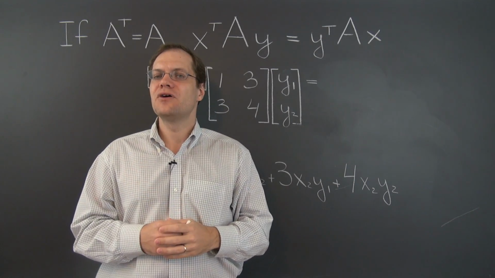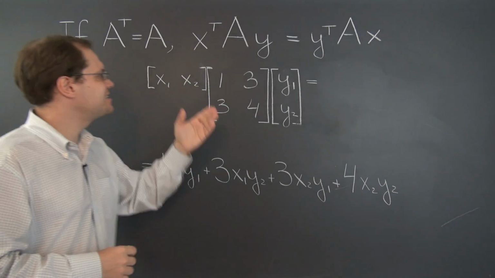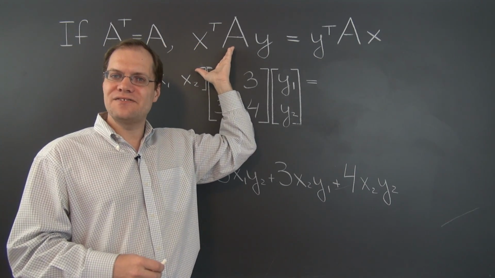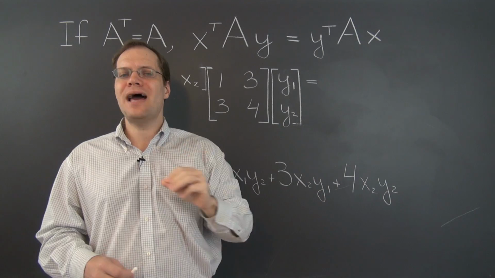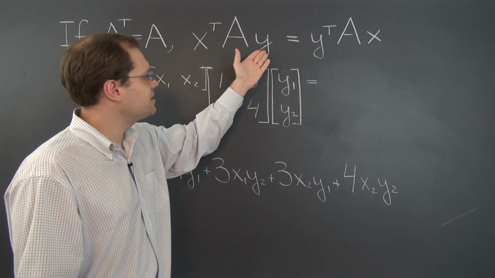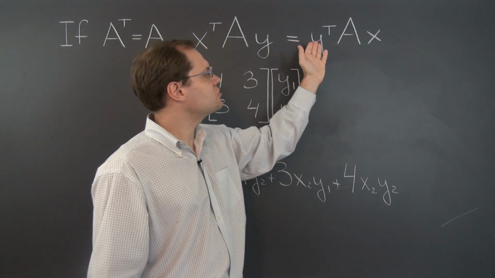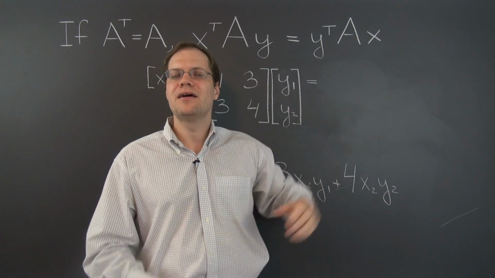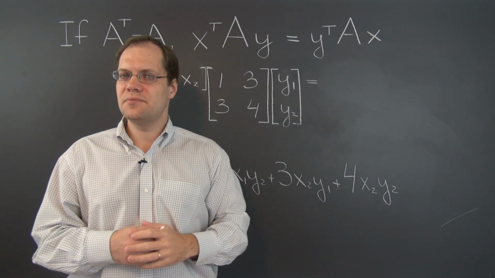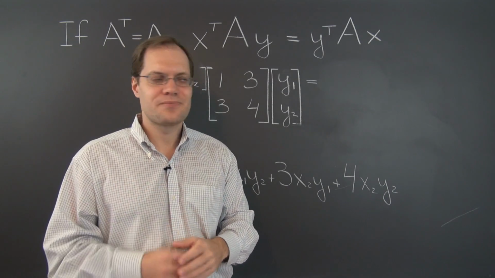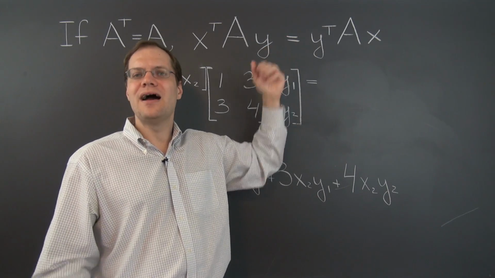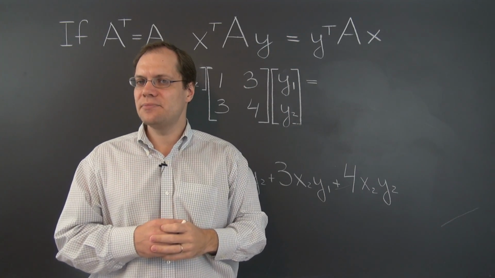In this video, we will show that if the matrix A is symmetric, then in the kind of product that we considered in the last video, it doesn't matter whether x is on the left and y is on the right, or whether the vectors are switched and y is on the left and x is on the right. Now, the requirement that the matrix A is symmetric is essential. This identity simply won't hold for all x and y unless the matrix A is symmetric.